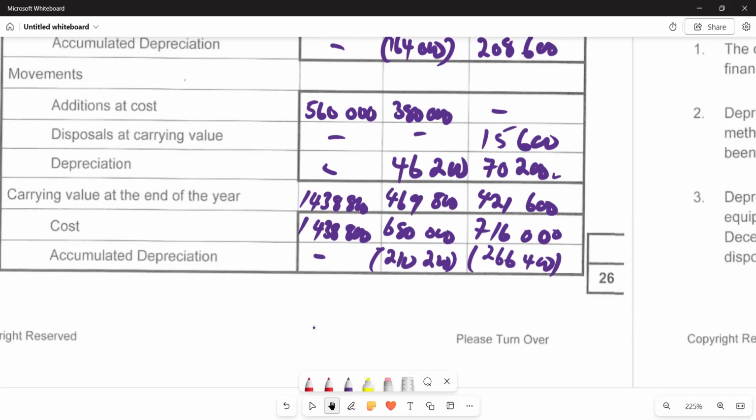So this is what we have, guys, according to the fixed tangible asset note that we have according to this person.